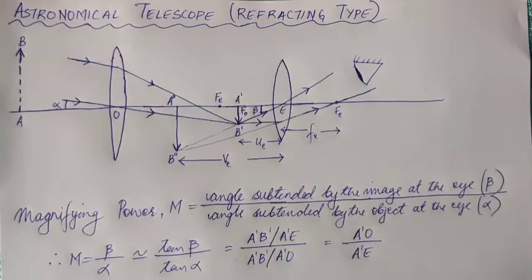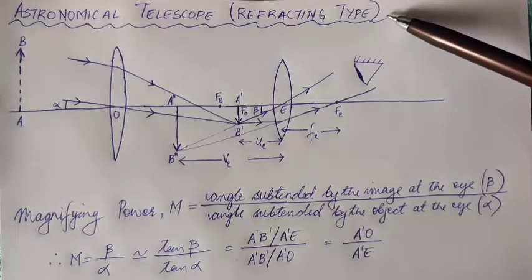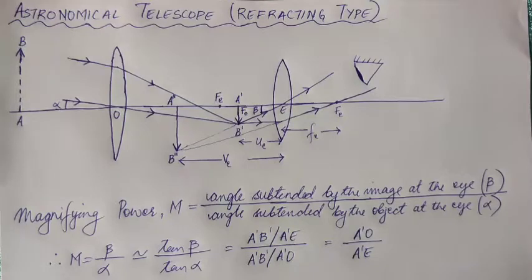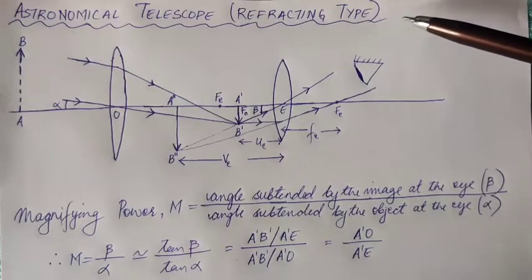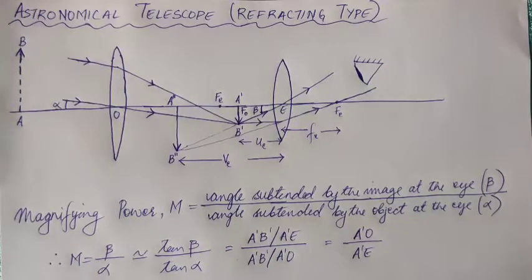Hello class 12. In this video we are going to discuss astronomical telescopes. Astronomical telescopes can be basically of two kinds: one is called the refracting type and the other is the reflecting type astronomical telescope. First of all, we are going to discuss the refracting type astronomical telescope.